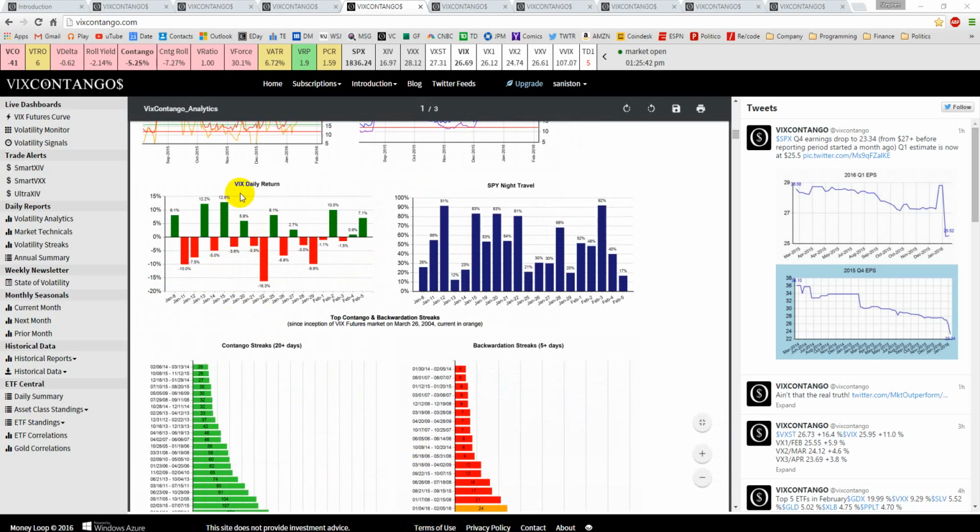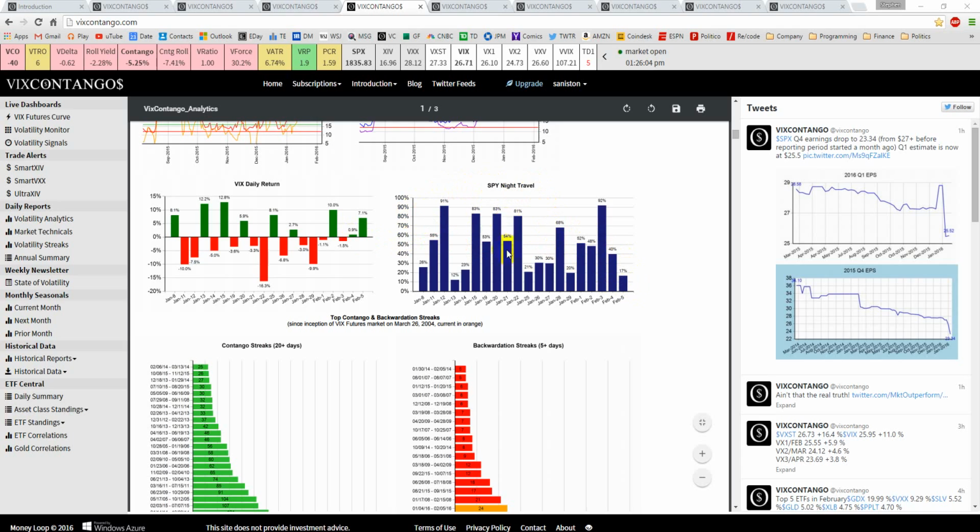The next chart is the VIX daily return. So we plot here the daily return of the VIX for the last month. Then the next chart is the night travel of the S&P 500. So this is the percentage of how much the S&P 500 traveled at night between the prior close and the open, and how much traveled during the day between the open and the close.